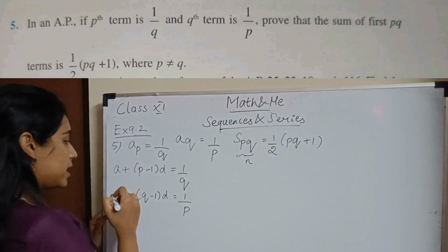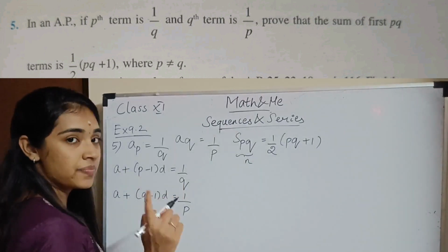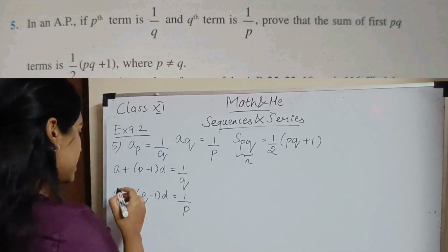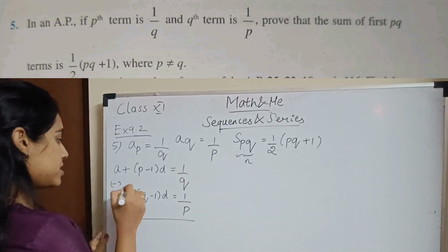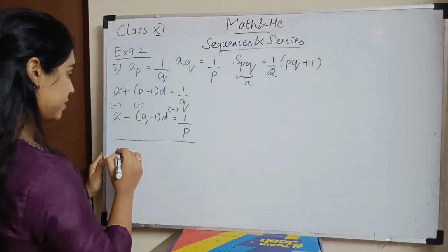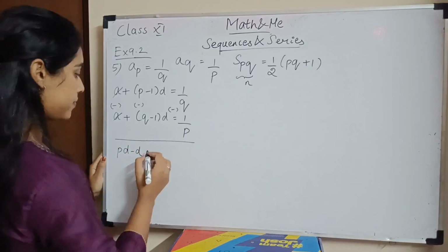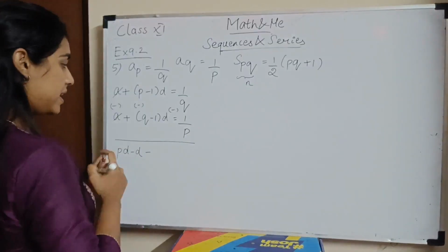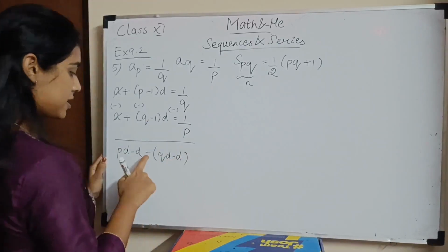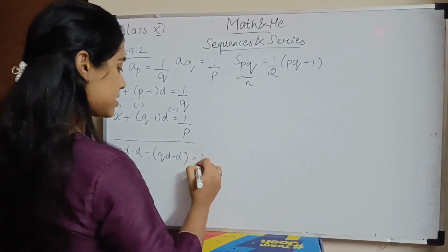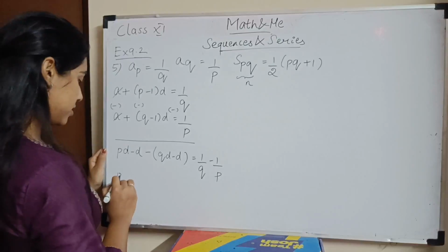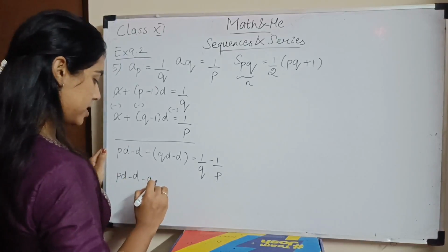So what are your unknowns? a and d. First you need to find the values of a and d and then substitute them in the sum formula to obtain what is needed. So first, subtract. What do you get? This a goes off. I have pd minus d, minus (qd minus d), because I'm subtracting, equals 1 by q minus 1 by p. So when I open the bracket, I have pd minus d minus qd plus d.